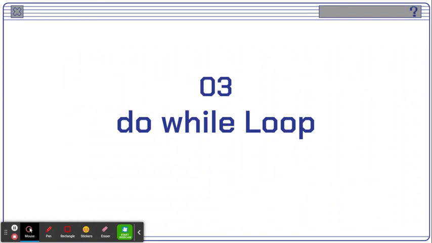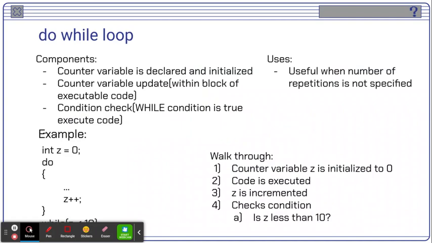Finally, we have the do while loop. The do while loop is almost identical to the while loop, except it checks the condition after the statement is executed. In the example, we can see that z is initialized to 0, and immediately after, the code is executed.